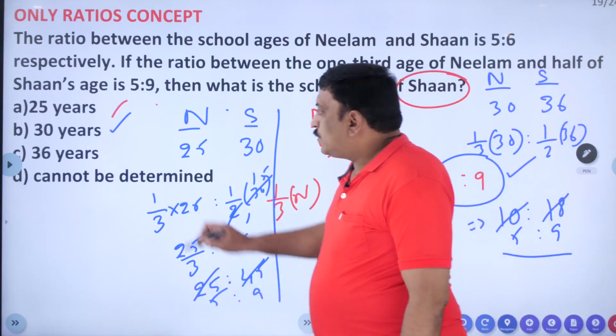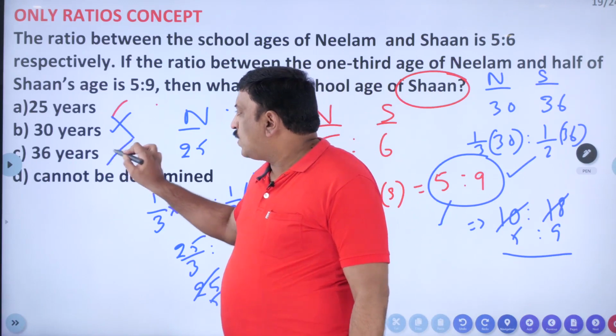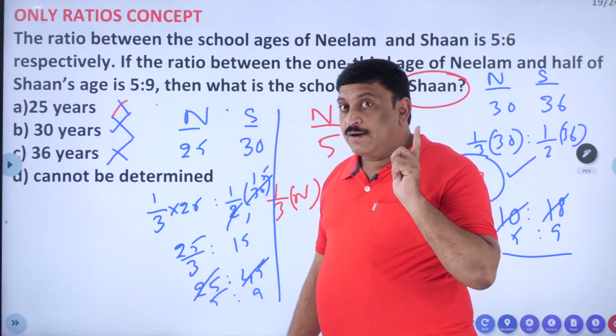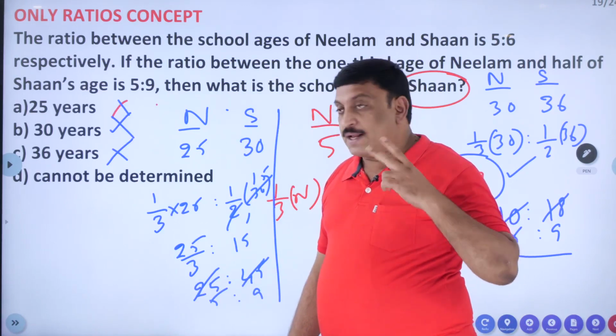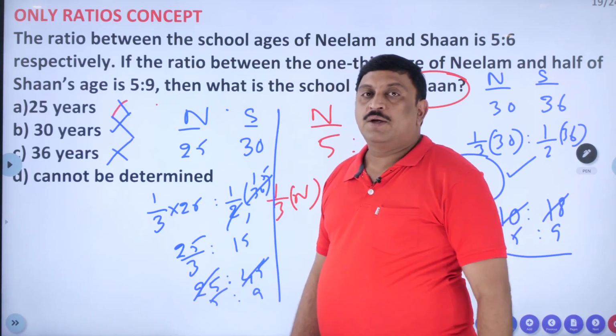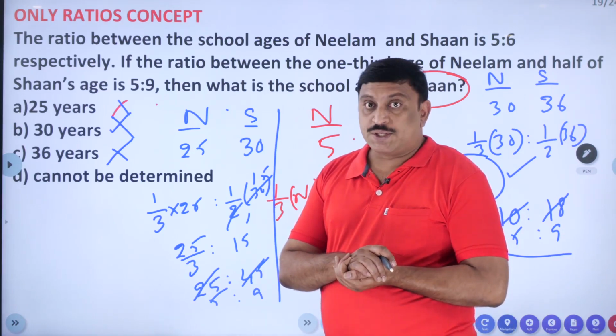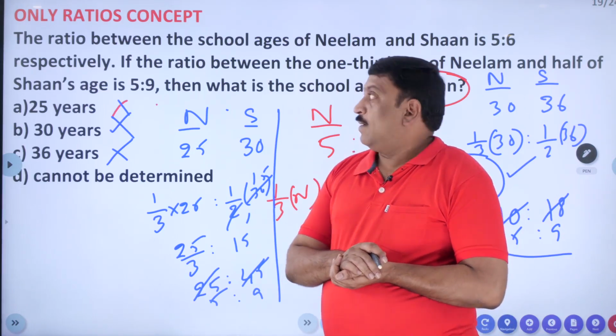Understood? So, if you are getting more than one answer, I said cannot be determined if that is the case. Data inadequate, cannot be determined, that is the case. Be cautious about your option-based verification, right?